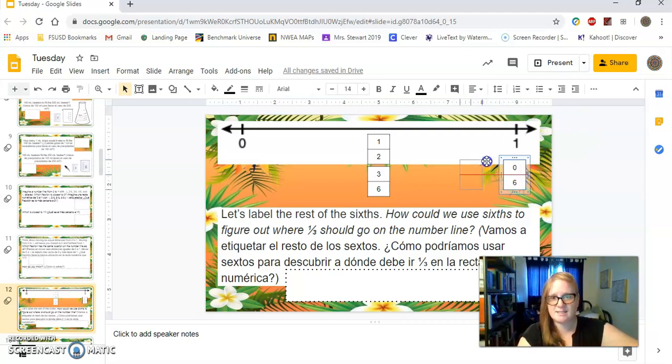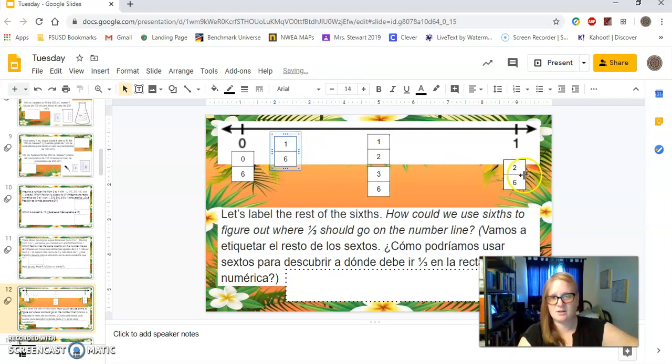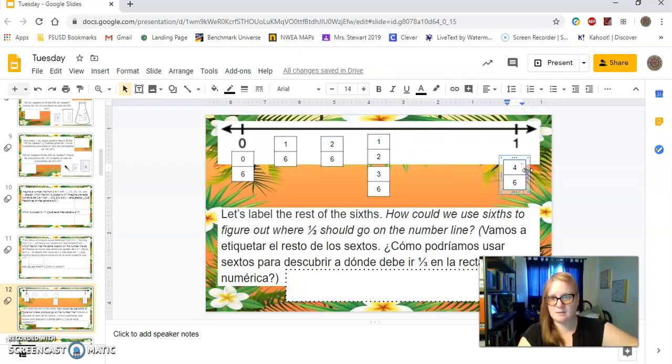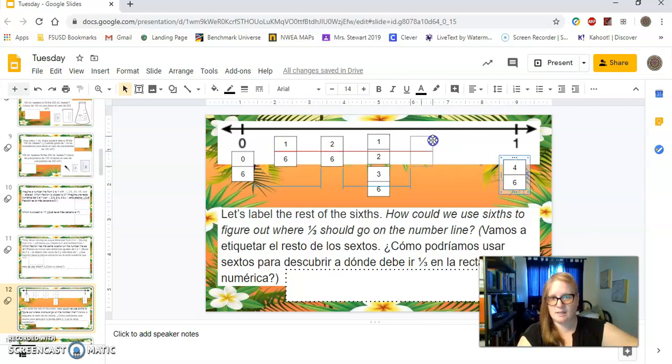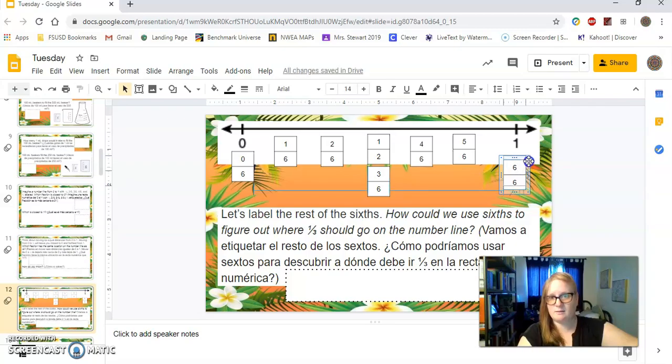So 0/6 goes right here. 1/6 goes right here. It's kind of close to the 0, but not exact. 2/6 goes right here. 4/6 right here, because it's next. 5/6. And then 6/6 is at the 1, because 6 out of 6 is 1 whole, right?